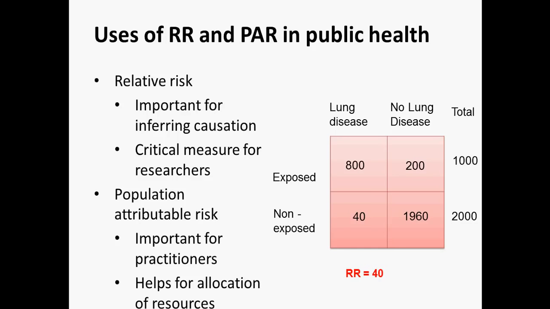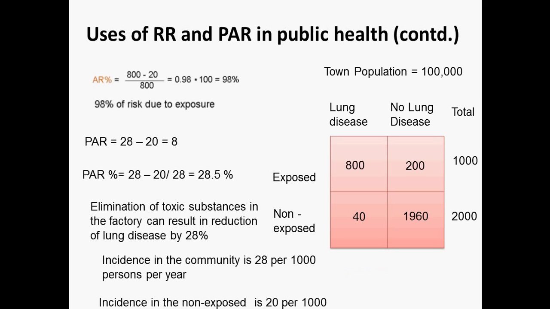So by knowing the population attributable risk for a certain condition, we can decide on whether resources need to be put in for management of that particular outcome or for prevention of that particular outcome. So it helps basically in guiding us in making policy decisions about public health.